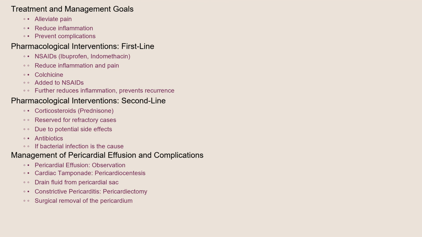In cases of severe pain or when NSAIDs are not effective, corticosteroids like prednisone may be used, but these are typically reserved for refractory cases due to their potential side effects. If the pericarditis is caused by a bacterial infection, antibiotics will be prescribed. For pericardial effusion, observation is often sufficient, but in cases of cardiac tamponade, pericardiocentesis, a procedure to drain fluid from the pericardial sac, is required. In rare instances of constrictive pericarditis, surgical removal of the pericardium, known as a pericardiectomy, may be necessary.